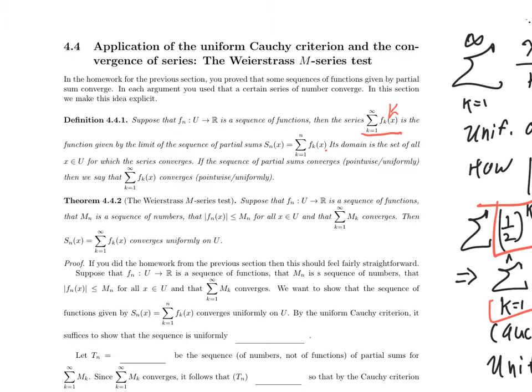And notice, once you fix an x in U, that's a series of numbers. You know what it means for that to converge. It means that the sequence of partial sums converges. If the sequence of partial sums, which remember is a sequence of functions, converges pointwise or uniformly, then I say that the series converges pointwise or uniformly. There should be no surprises in the definitions. Those are all the things that you would intuit if I just said the series converges uniformly.